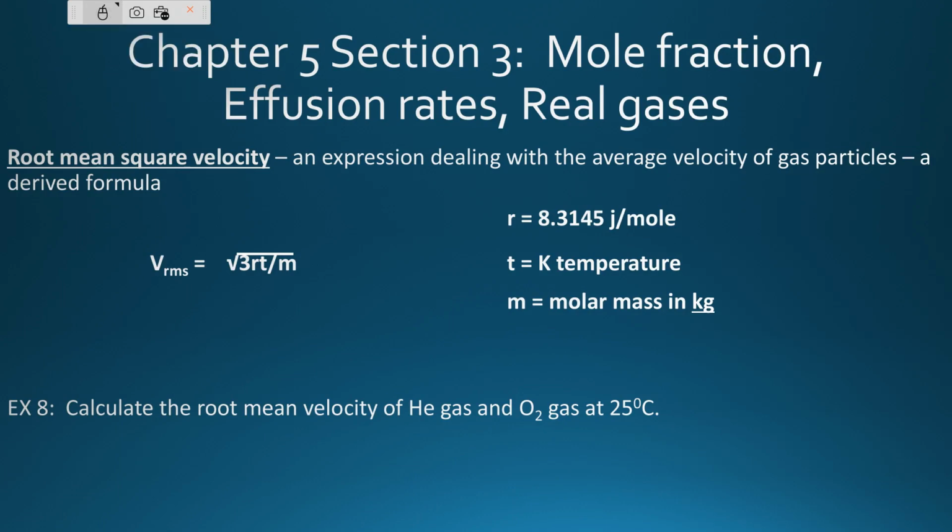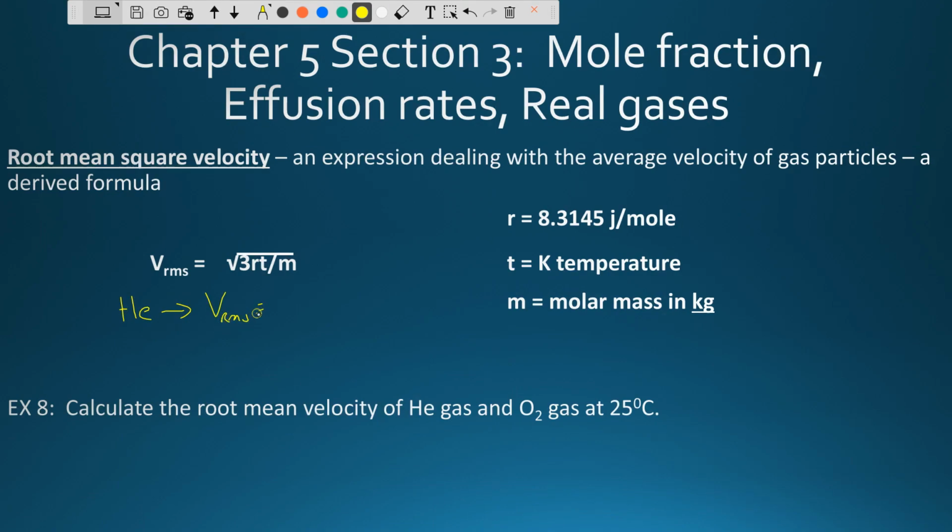All right, so how we do this is we take a look and we see that for helium, the root mean square is going to be the square root of 3 times 8.3145 times 298. That's just the constant for everything, and it's really about the mass. Helium, remember, is 4 grams per mole, so that's 0.004 kilograms. If I calculate that out, it is going at a velocity of 1360 meters per second.